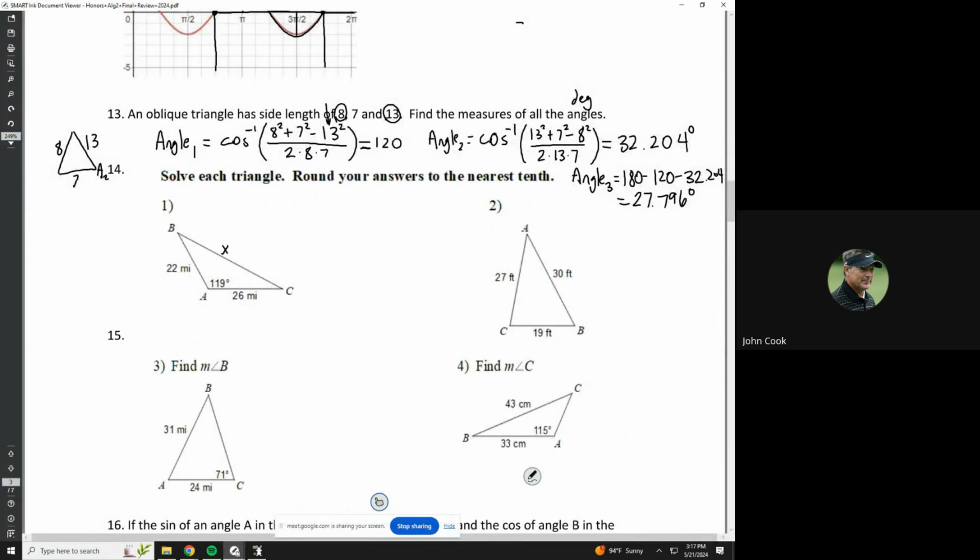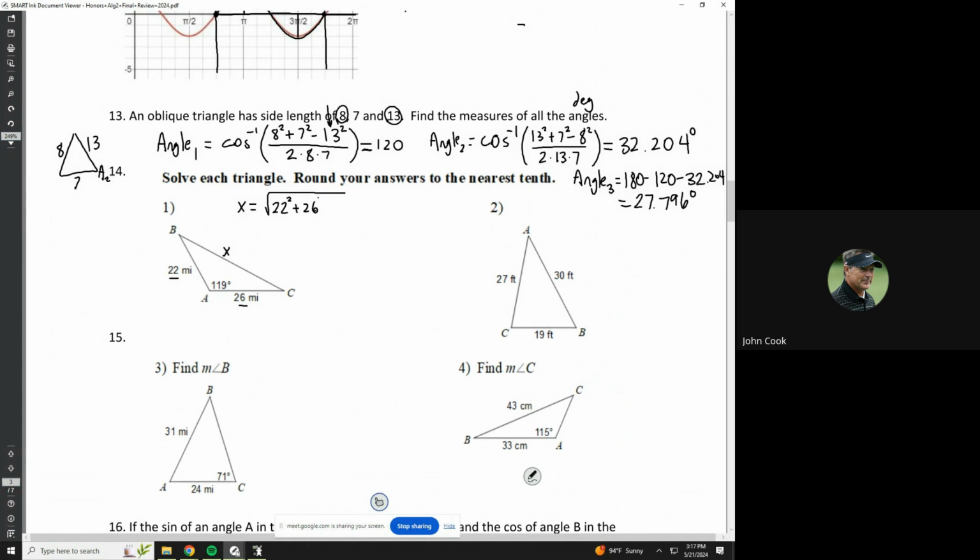Let's call it x. So x is going to be equal to the square root of, and then we do the 2 sides that are around the angle. We square them and add them together. It doesn't matter which order you put them in. And then you subtract away 2 times each of those sides multiplied together times the cosine of the angle that's between them, which is 119 degrees. And obviously make sure that you're in degree mode when you do this, and then I'll get my missing side length.